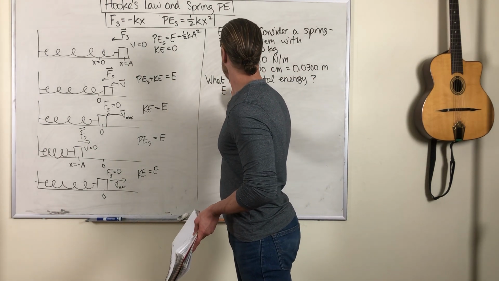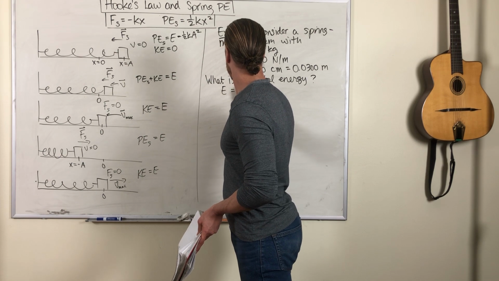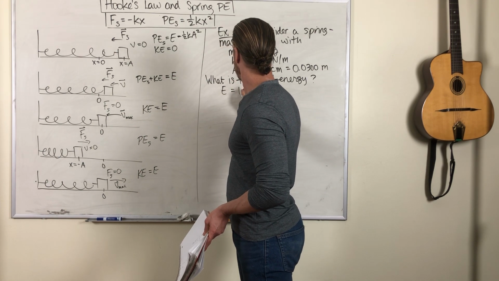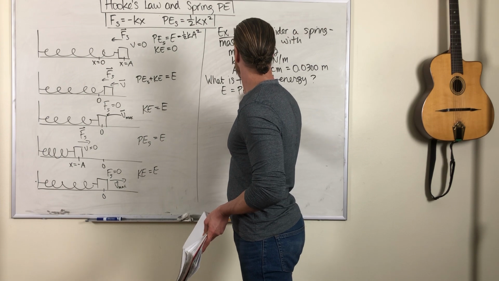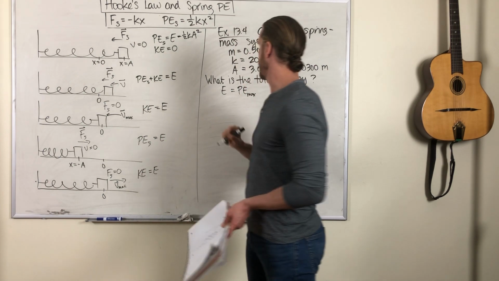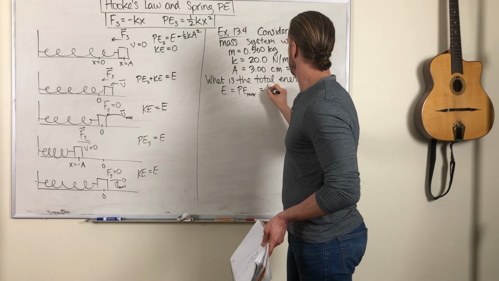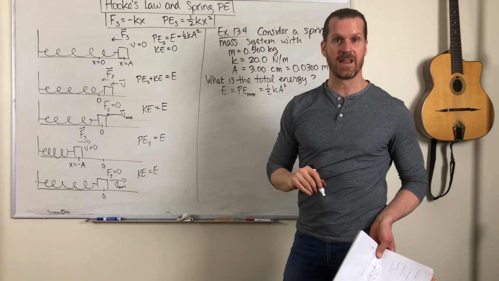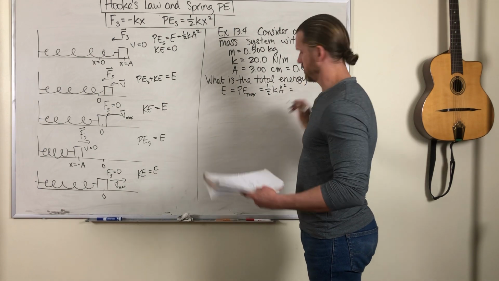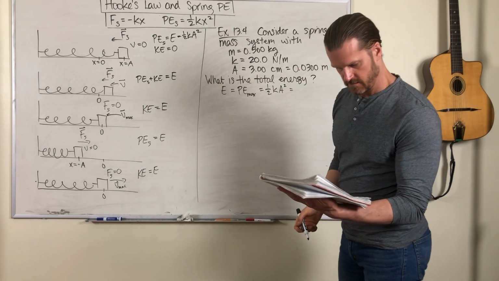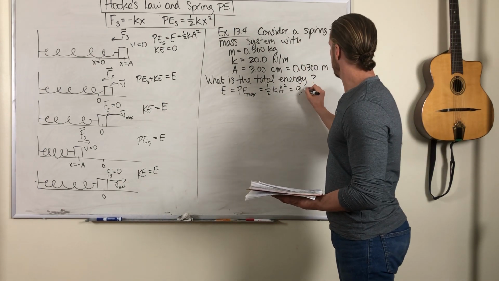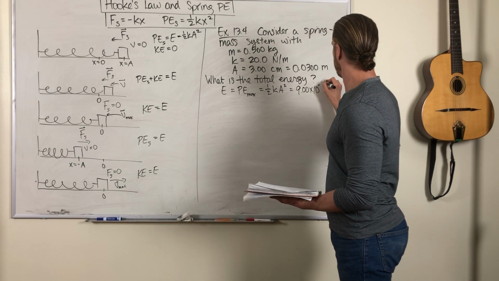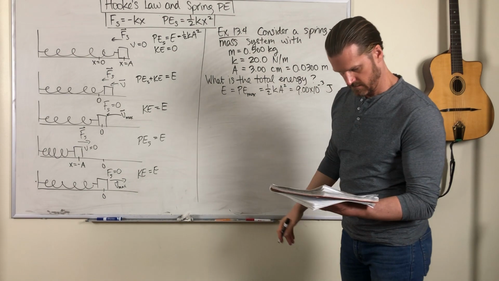So E total equals that potential energy at the maximum stretch, which is 1/2 K times the amplitude squared, and that has a value of 9 times 10 to the minus 3 joules.